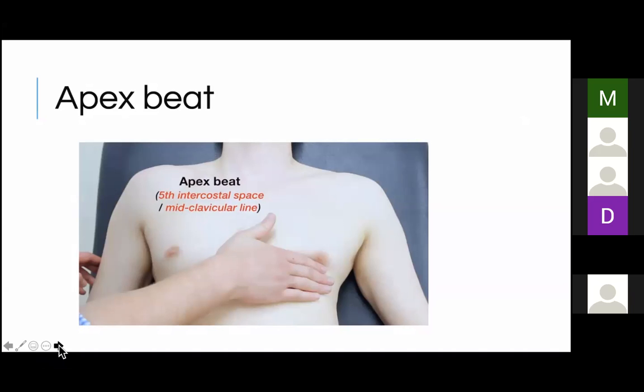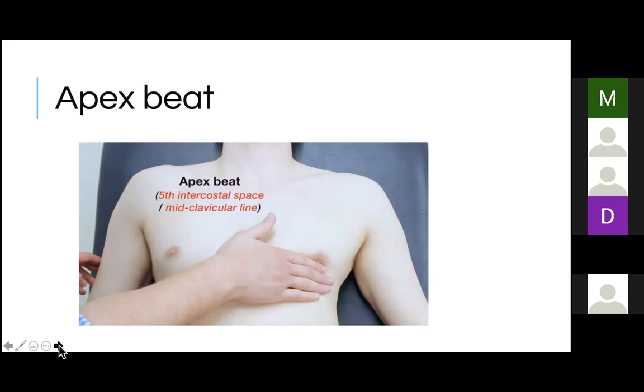Okay, so moving back to the apex beat, well, looking at it in more detail. So you need to make sure you're feeling just below the nipple in the fifth intercostal space. And then you should first palpate with the palm of your hand to feel where the pulsation is. You can feel it at maximal intensity. And then once you've localized its location, you can take the tips of your fingers and try and pinpoint where you're feeling that apex beat the best.